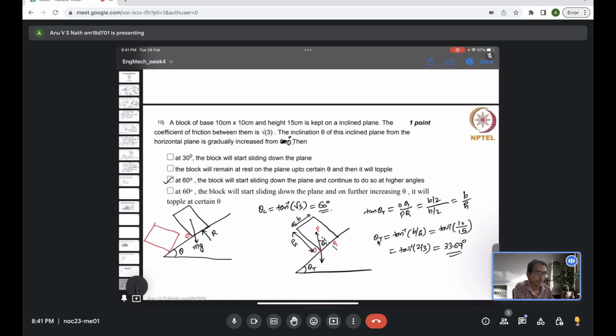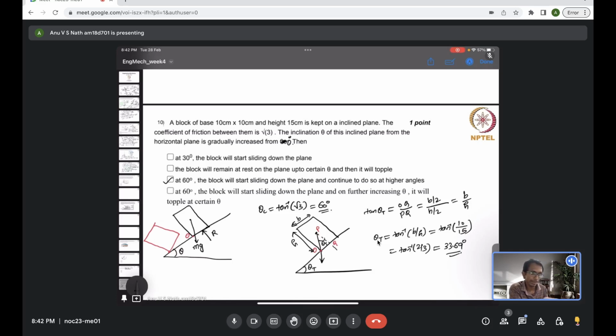So we have two angles. Now imagine we start to raise the inclination of the plane from 0. When we reach 33 degree, it will start to topple. It will not start sliding, because for sliding to start it has to reach the 60 degree. But when it reaches 33.69 degree, it will still be in equilibrium in terms of friction.